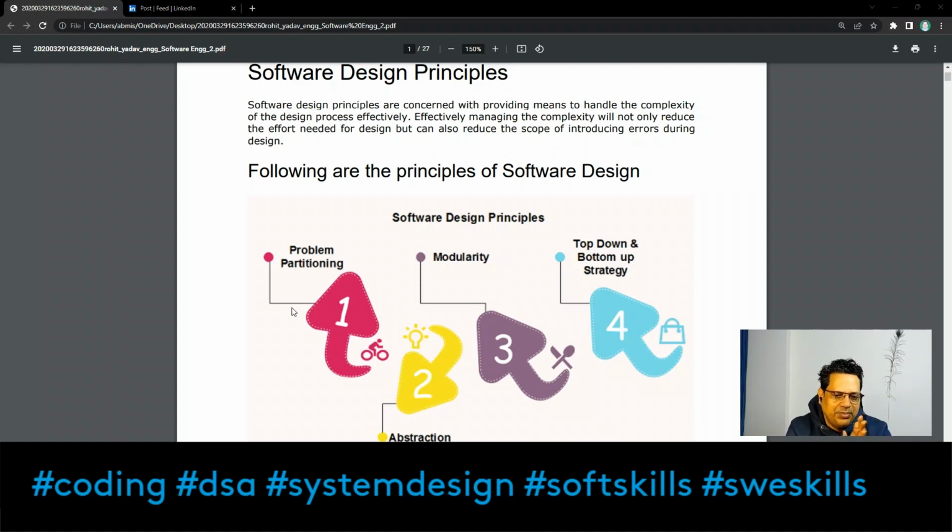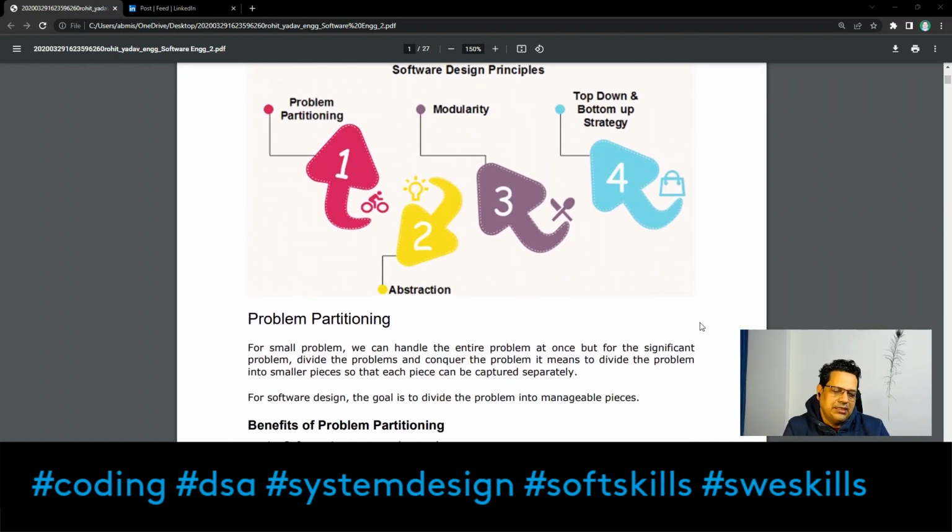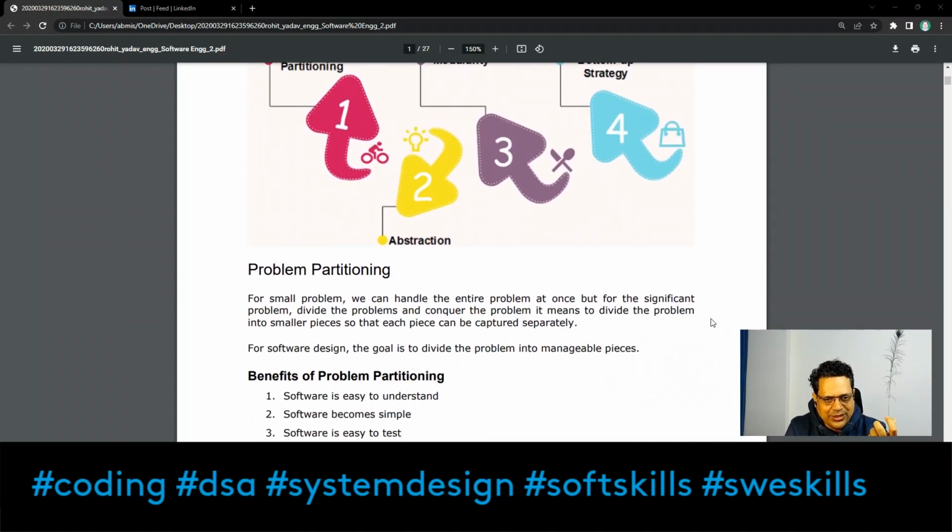Let's start with problem partitioning. What is problem partitioning? By listening to this word, you can easily understand that we are talking about the partition of a problem. Why do we need it? As per the author, if you want to understand the problem better, and have a simple, testable, modifiable, maintainable and expandable solution, then you have to partition your problem. It becomes very simple, the solution is easy to test, easy to modify and expand, and easy to maintain, right?